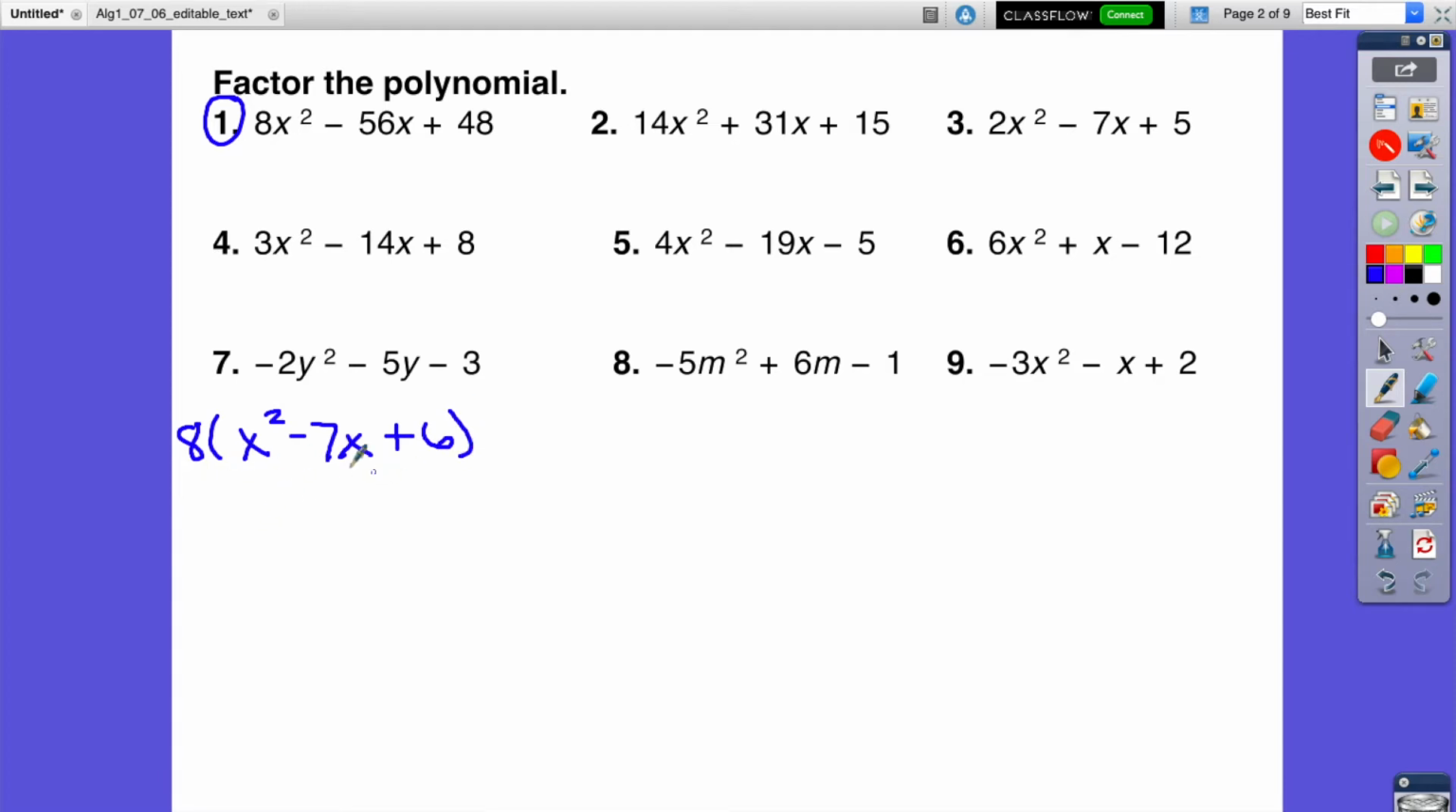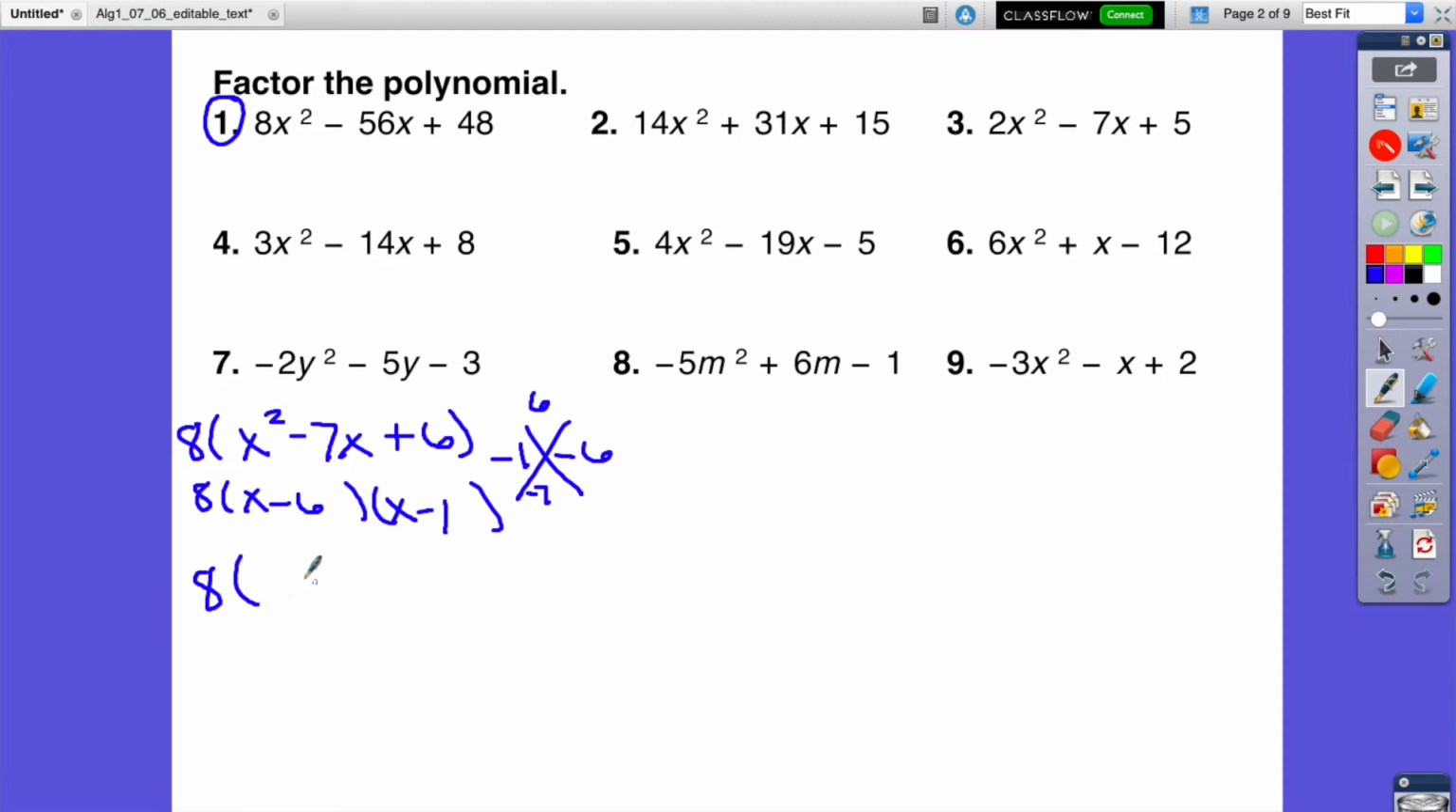Okay, it's a trinomial. A is 1 here, so then I can use my normal diamond problem. I'm going to put 6 up here and then negative 7 here. What two numbers multiply to positive 6 but add to negative 7? That would be negative 1 and negative 6. Perfect. So this would be x minus 6 and then x minus 1. And that order doesn't matter.